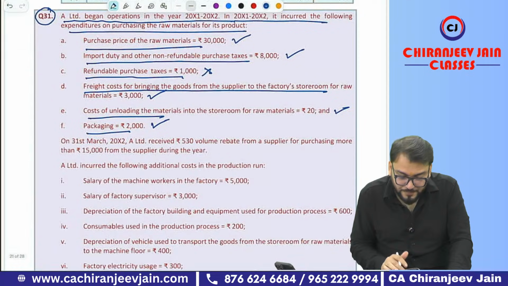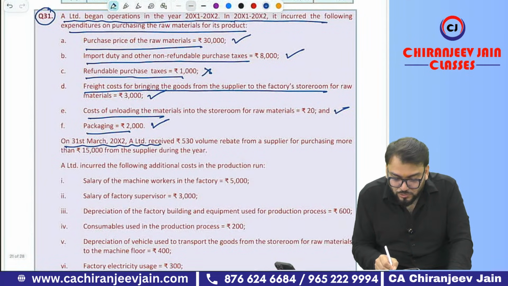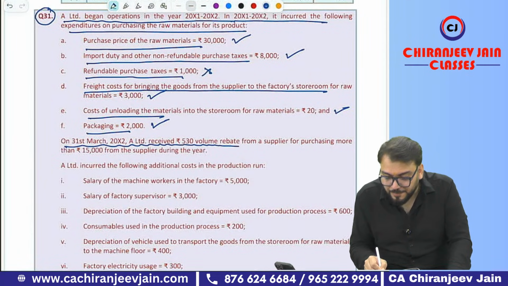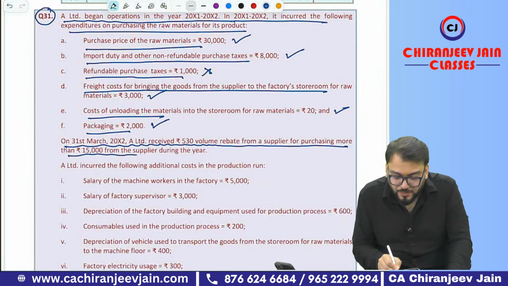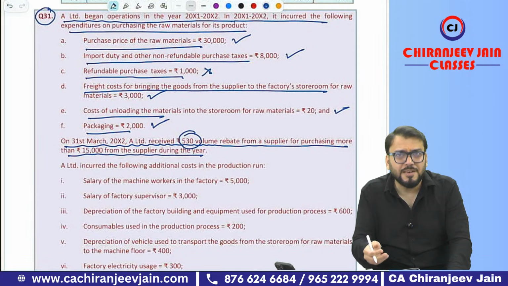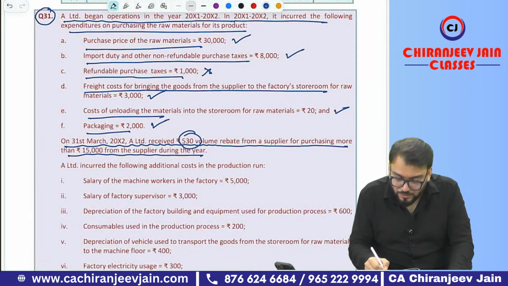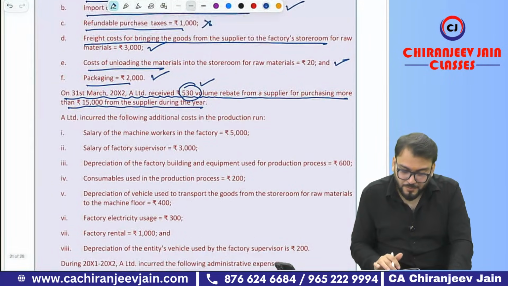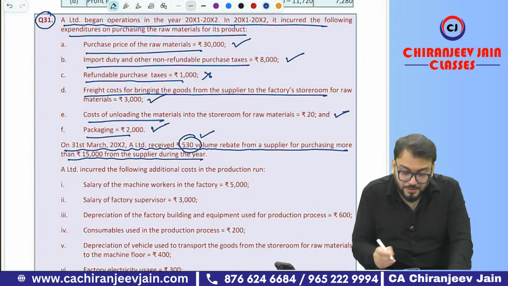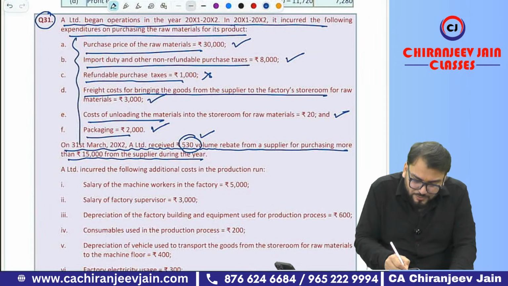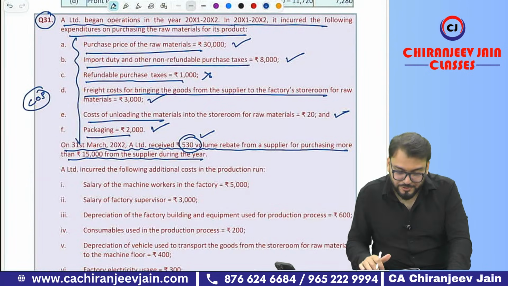Packaging will be added. On 31st March 2002, A Limited received a 530 volume rebate from a supplier for purchasing more than 15,000 from the supplier during the year. So this will be deducted. Volume rebate, trade discount, rebate will be deducted. Yes or no? So it will be deducted. So your purchase price, meaning your cost of purchase, will be 30,000 minus 530. Understood? So can you say from this that we can calculate cost of purchase? We can calculate cost of purchase.